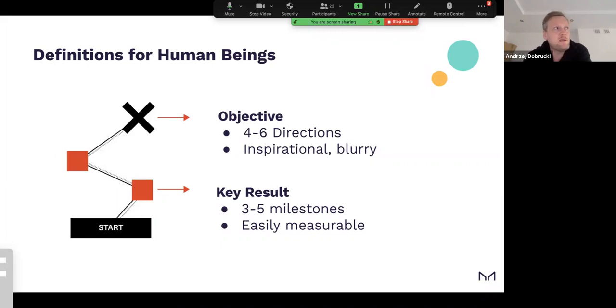Otherwise, we're not really sure whether we're getting there or not. So the red squares here, they are the key results. The objective is the end game, or where we're getting, the clear direction, the horizon.